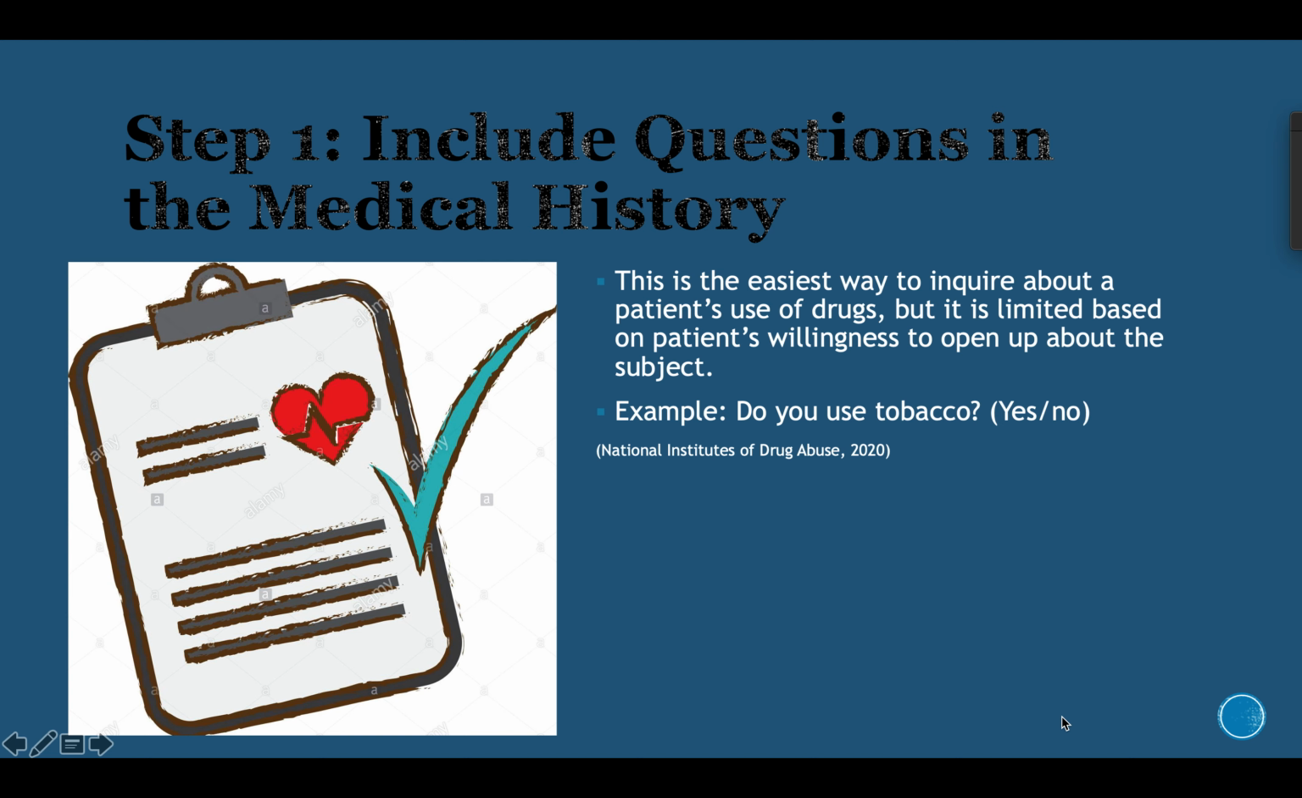Now, we know it's hard to go into the medical history and say, do you use cocaine? But we can use this medical history to ask questions such as, do you use tobacco? I mean, we probably all have that question on our medical history. And people, for the most part, are pretty honest about that. If they use maybe alcohol, tobacco, things like that, they'll open up about it and let us know if they do or not.